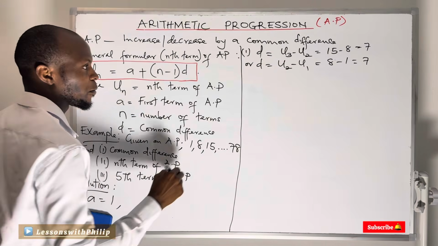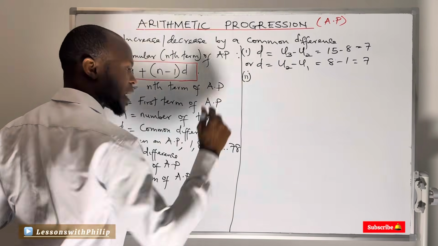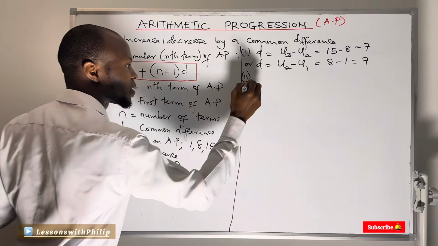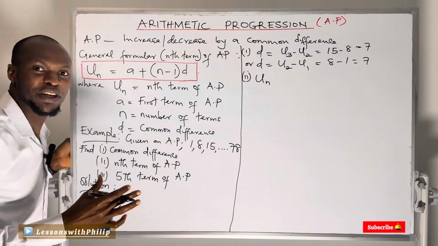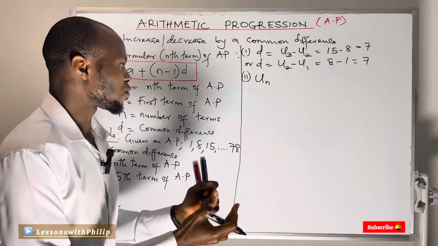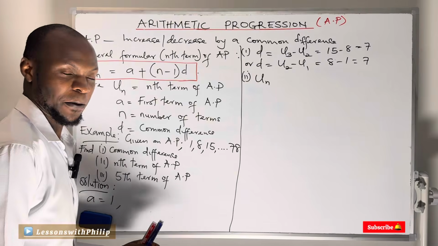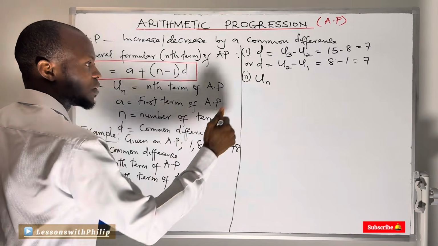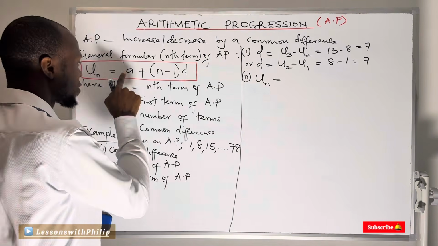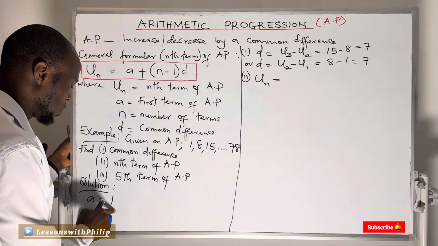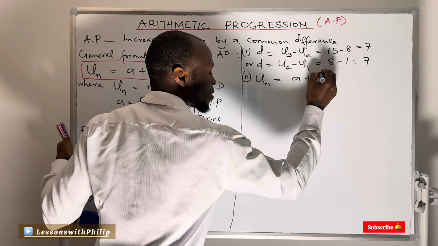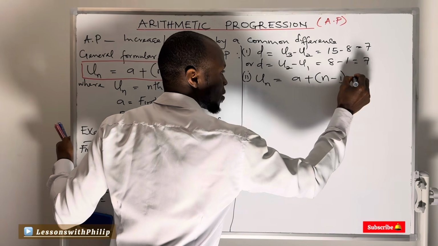Okay, let's go to the second example. I'm asked to find the nth term of a sequence, the general formula. Since I know the sequence, I'm asked to find the formula that will connect the sequence together. The nth term, u subscript n, what is my a? I know my a to be 1. Don't forget my nth term is given by a plus bracket n minus 1 close bracket multiplied by d.